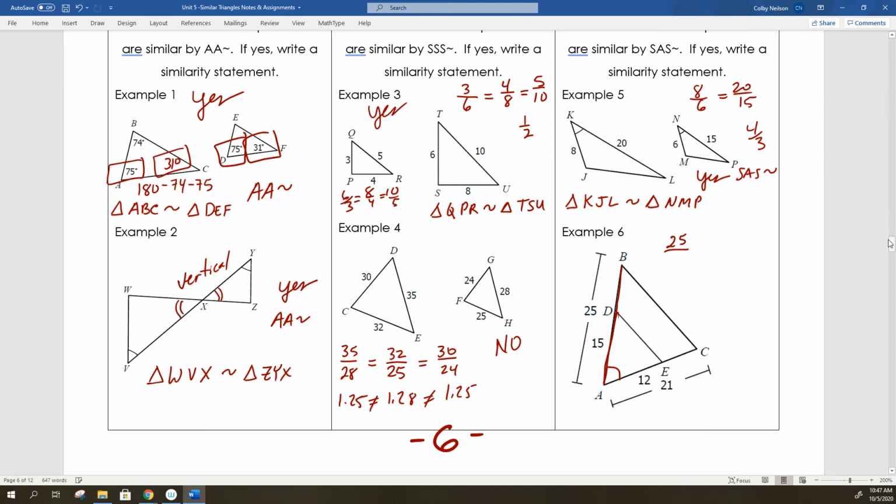compared to 15. That needs to equal 21 and 12, right? Does it? That's 1.6s and 21 over 12. I heard some no's. So this is 1.75 and this is 1.6s. So those are not the same. So this is a no. Although we had an angle in between two sides, sides ratio were not the same. Okay.